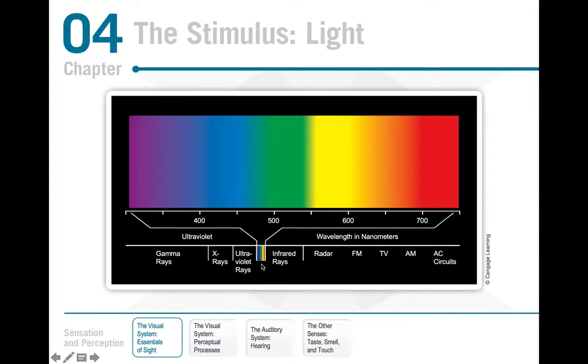Now, interestingly, insects can see shorter wavelengths than humans can see in the ultraviolet range. Fish and reptiles can see longer wavelengths than humans can see in the infrared spectrum.